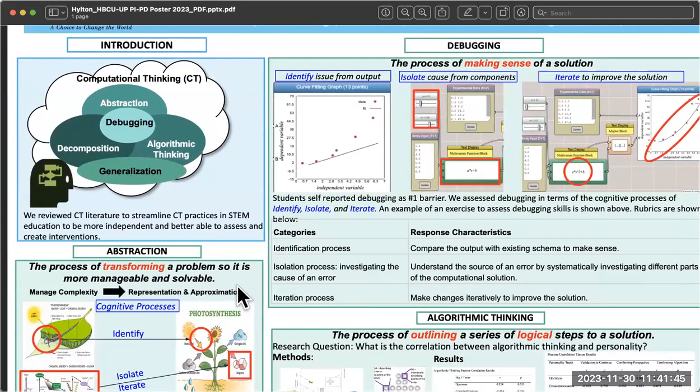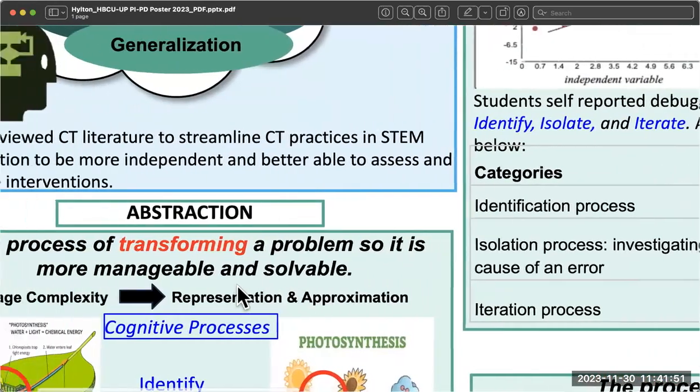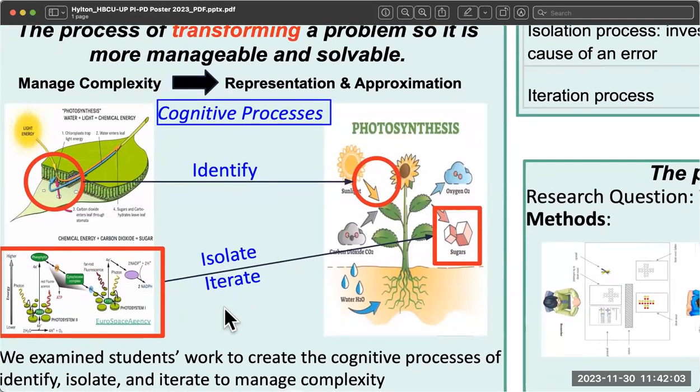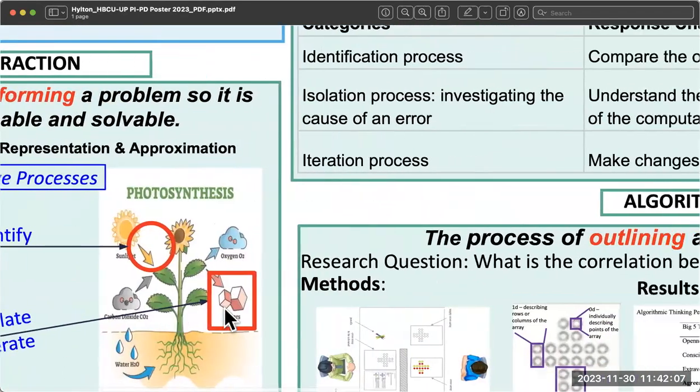We also moved on to abstraction, where we examined students' work in photosynthesis and described what they are doing using similar verbs: identify, isolate, and iterate. But these have a slightly different meaning, so that they can be readily used by practitioners when they are trying abstraction activities.